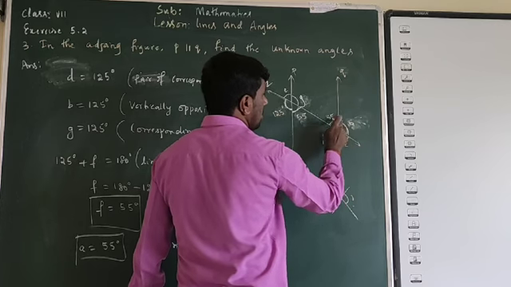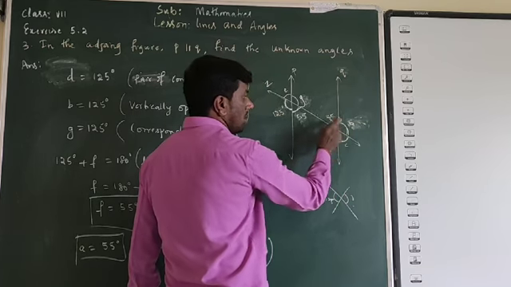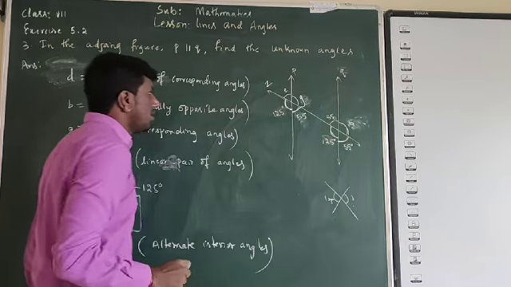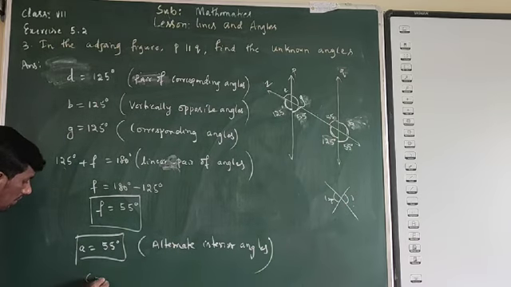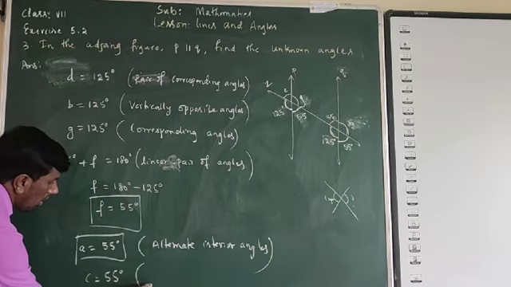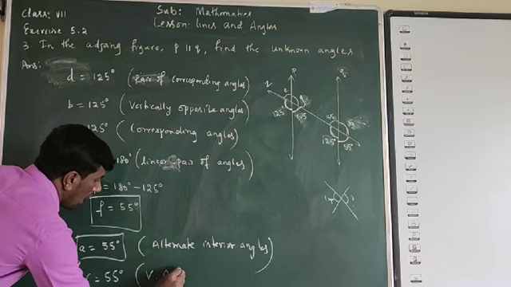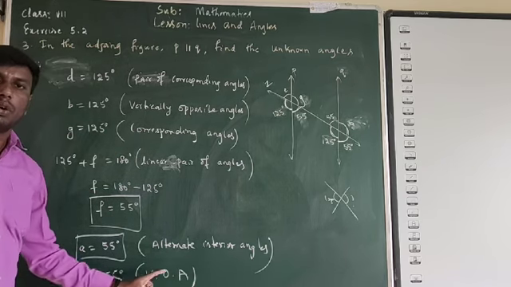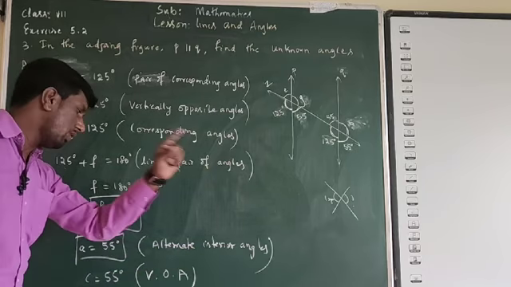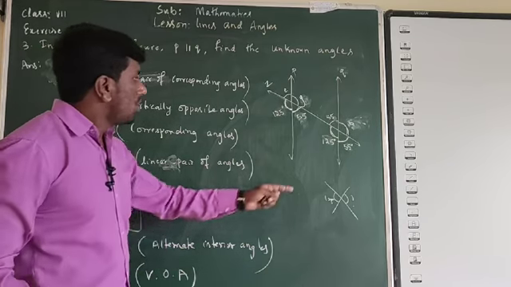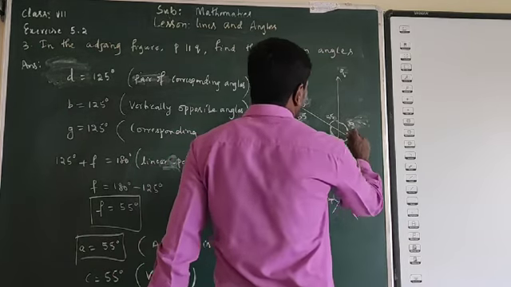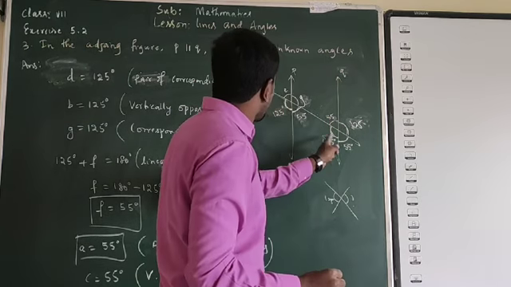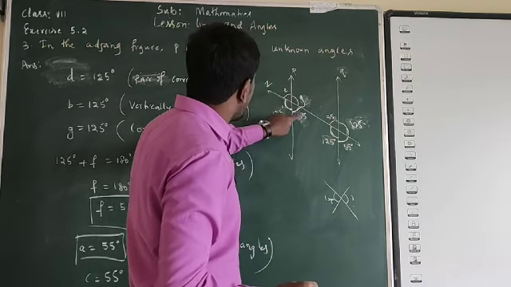Then what about this? These two must be equal because vertically opposite angles. This is also 55 degrees. So what is that? C. C is equal to 55 degrees. Vertically opposite angles. You can write vertically opposite angles as VOA. So this is also written, right, 125. Now this 4 is done. This is also 55 degrees.